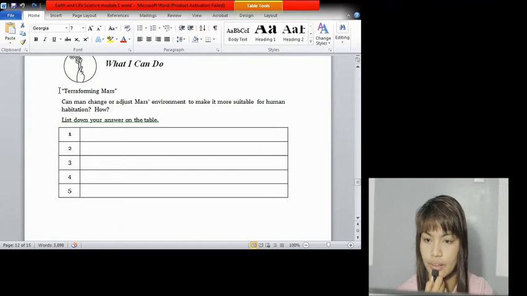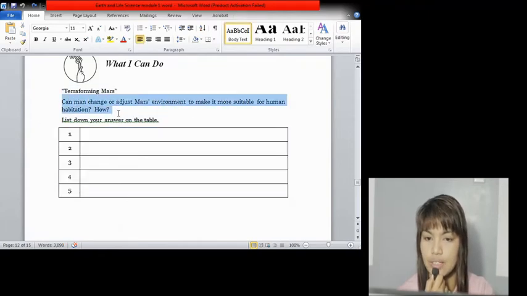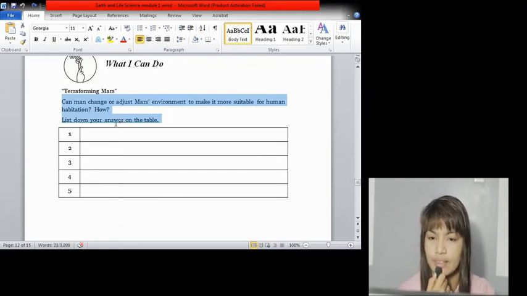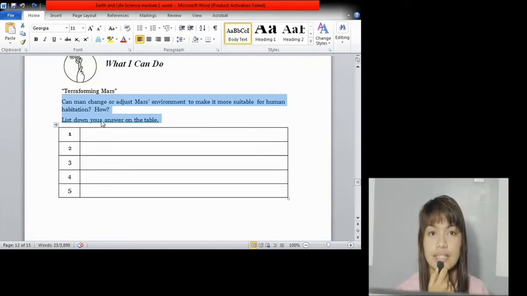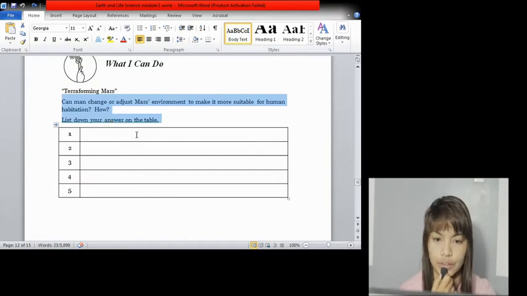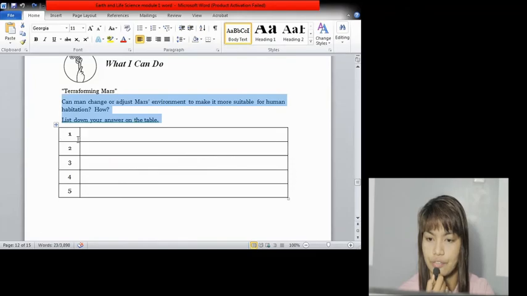So here you need an internet to answer the question. Can man change or adjust Mars environment to make it more suitable for human? How? Okay? Because they said that Mars is the second Earth. Okay? So you need an internet to do some research about this and give 5 answers.